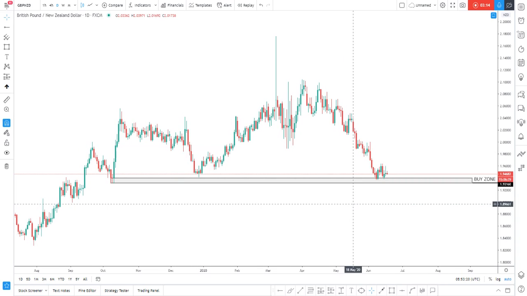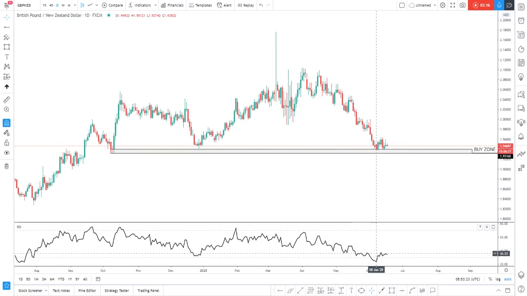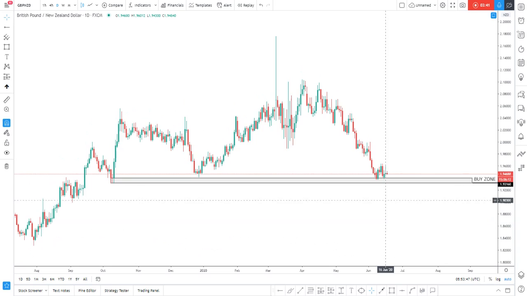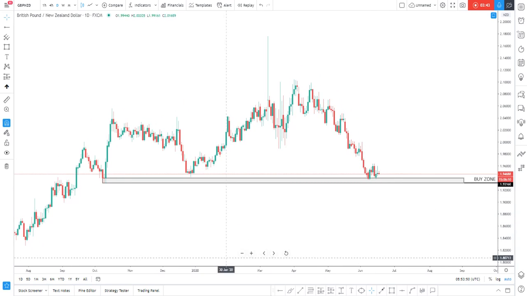So I can add my RSI to this chart, and we see it at an oversold region to be precise. So when price gets to the oversold region, we actually know what happens. It has to move back to the overbought region. So there is a huge tendency that price will move to the upside because it's at the buy zone and also the oversold region on the daily time frame. Now that's three confluences.